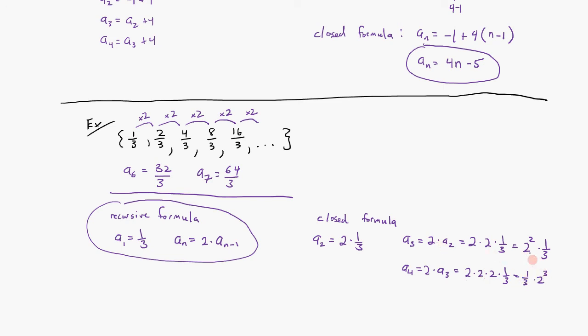And so here the thing that's changing from each term is now the power of 2, and you can see that the power of 2 is always 1 less than the index. So this gives us a closed formula as 1/3 times 2 to the n minus 1. Okay, so this kind of sequence where to go from each term to the next, you multiply by the same number each time, this is what's called a geometric sequence.